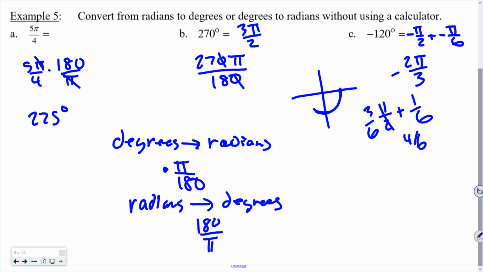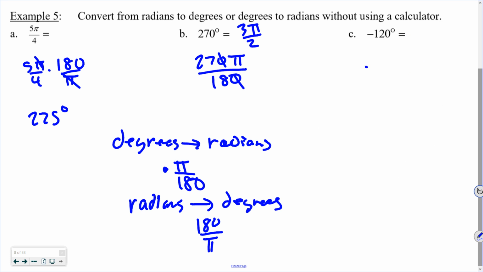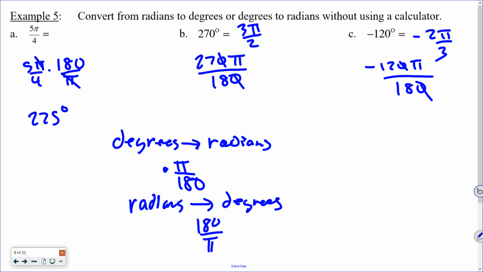Negative 120, that one's also in degrees. So we multiply it by pi over 180. Again, the zeros cancel out. 12 over 18 divided by 2 comes out to be negative 2/3. So that's using the formula. I don't care which way you do it. You can think of it just where we converted it up above, or you can use that little formula to find it.